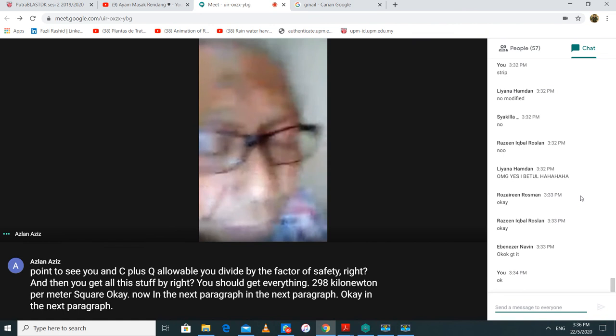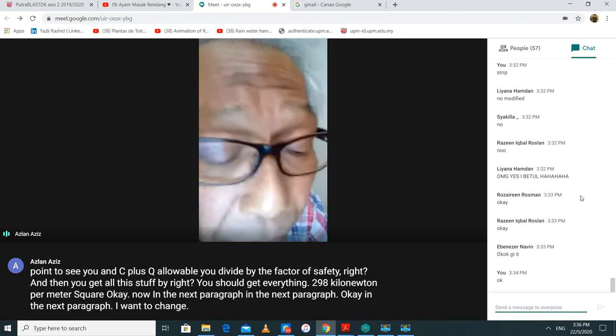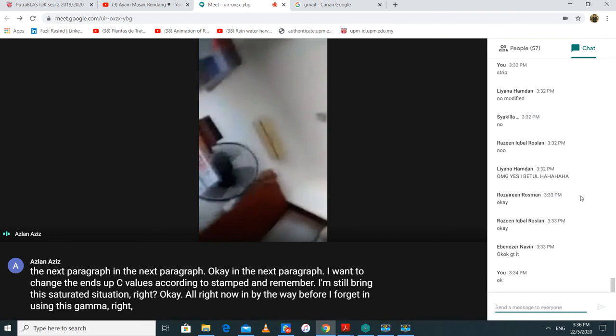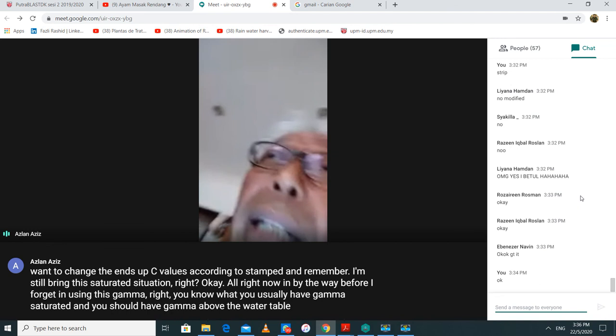In the next paragraph, I want to change the N sub C values according to Skempton. Remember, I'm still doing this saturated situation, all right? Okay. All right. Now, by the way, before I forget, right? In using this gamma, you usually have gamma saturated and you should have gamma above the water table, right?